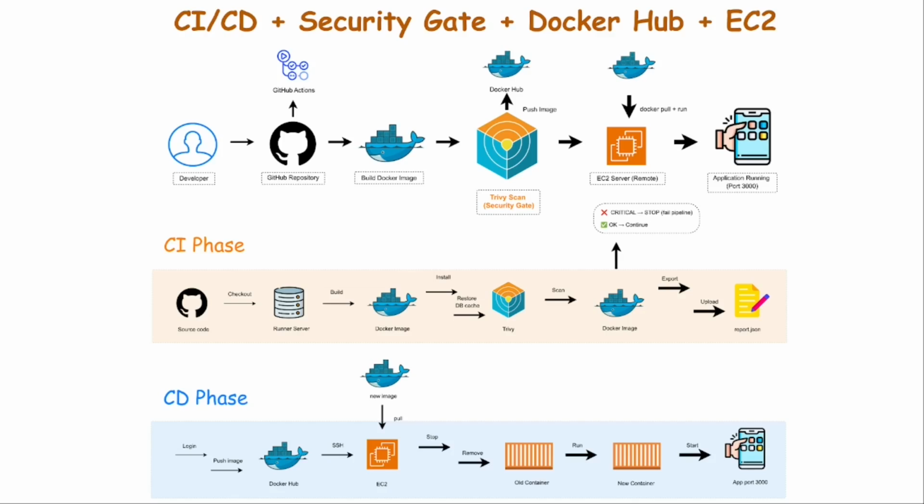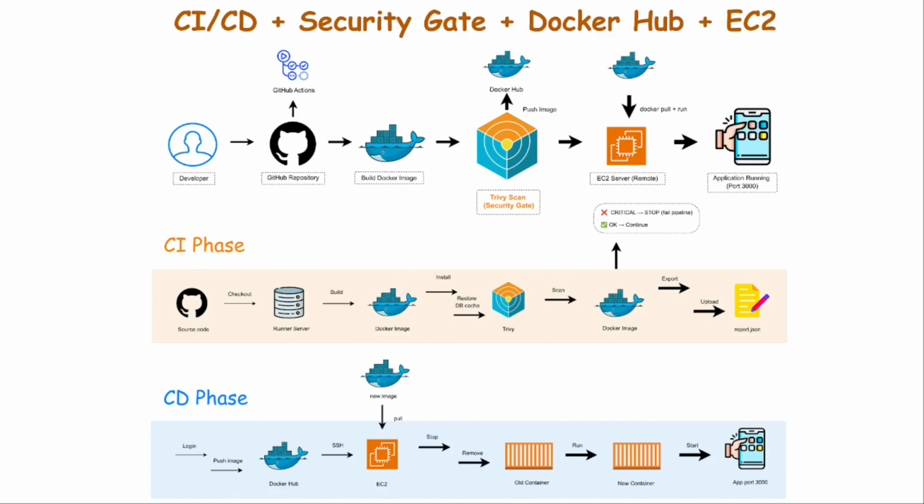System flow explanation. The process begins when a developer pushes code to a GitHub repository, which triggers a GitHub Actions pipeline. The pipeline first builds a Docker image from the application source code. Next, Trivy scans the image to detect vulnerabilities, acting as a security gate. If the image is safe, it is pushed to Docker Hub as a central registry.